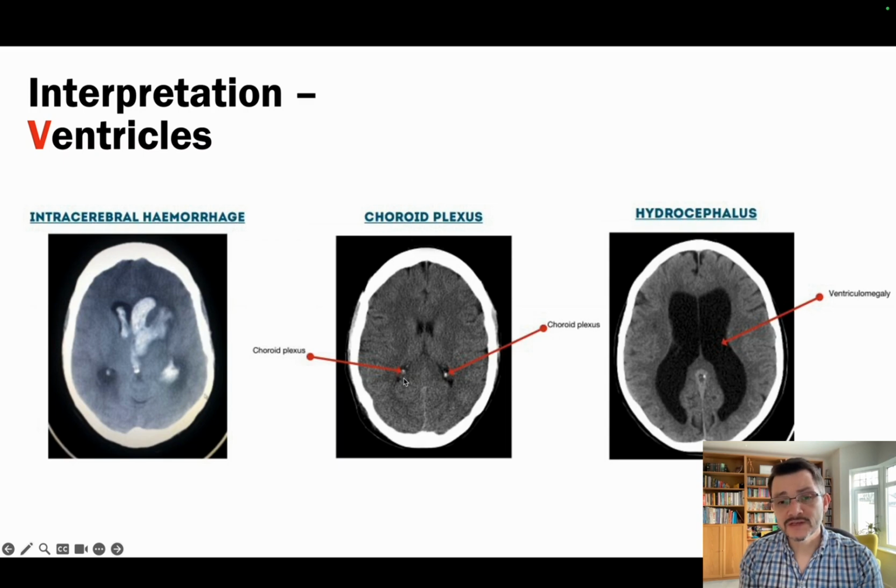This is where you produce CSF from, and they become calcified over time. So when we talked about calcification in the brain tissue, this would be a prime sort of example of what calcification of normal brain tissue would look like. And that's not a pathology in this instance. This is a normal finding.